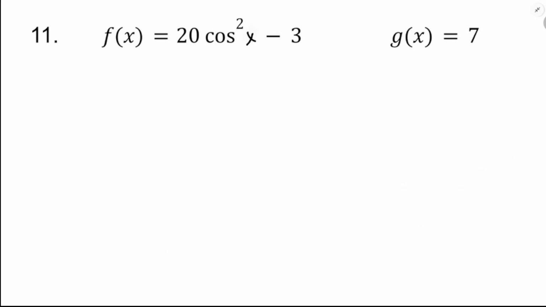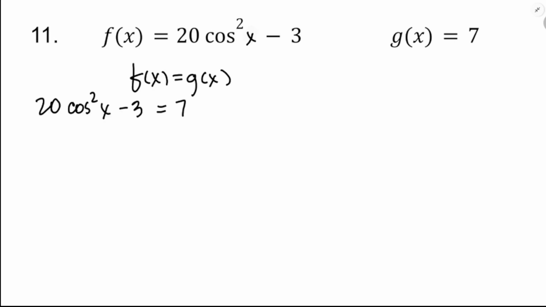With this one, I'm just going to keep doing the same thing, set f equal to g, plug in their expressions, solve for cosine x in this case. So 20 cosine squared x is going to equal 10 when I add 3 to both sides. I'm going to need to divide both sides by 20, so that'll give me 1/2. And then, okay, we're not looking for where cosine equals 1/2, we're looking for where cosine squared is 1/2.